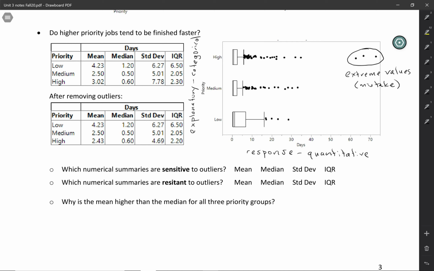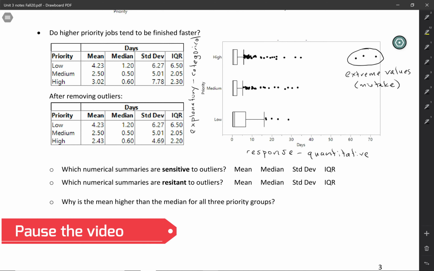So that's why there's two different tables here. There's the table of the mean, median, standard deviation, and IQR with the outliers included. That's what's in the first one. And then the second table is what it looks like after removing the outliers. So take a second, look over the values in the table and the graph and see if you can answer these questions. Which numerical summaries are sensitive and resistant to outliers? And why do you think the mean is higher than the median for all three priority groups here?